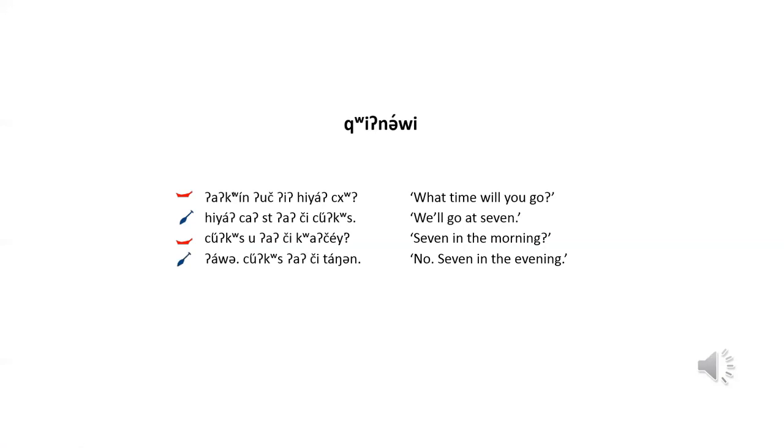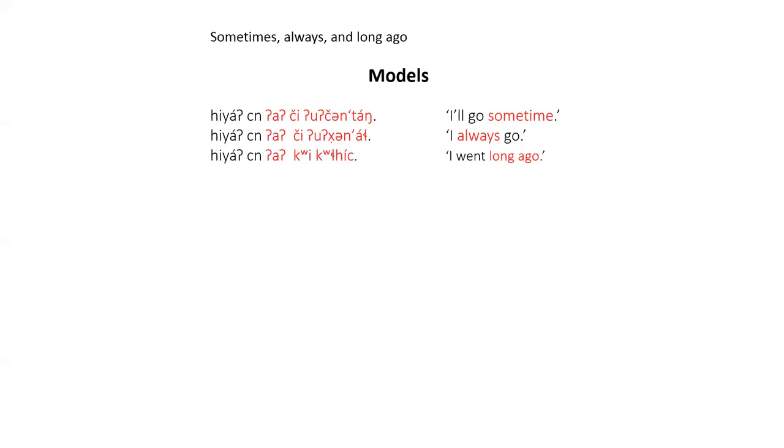Now we're on sometime, always, and long ago. Hiatsa na chi u chintang. I'll go sometime. Or hiatsa na chi u chinash. I always go. And hiatsa na kui kheats. I went long ago. The word for sometime is chintang. Does this word look familiar? Because if not, you should review the where video.